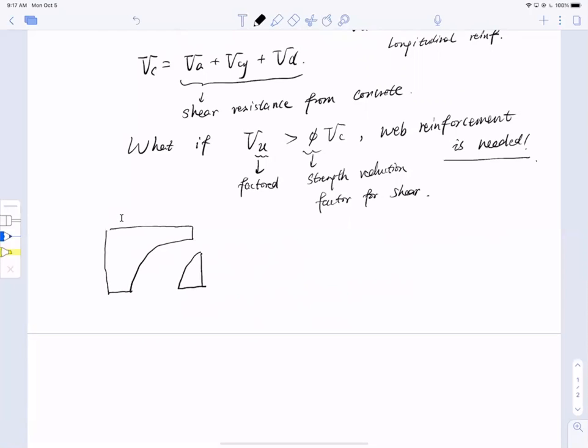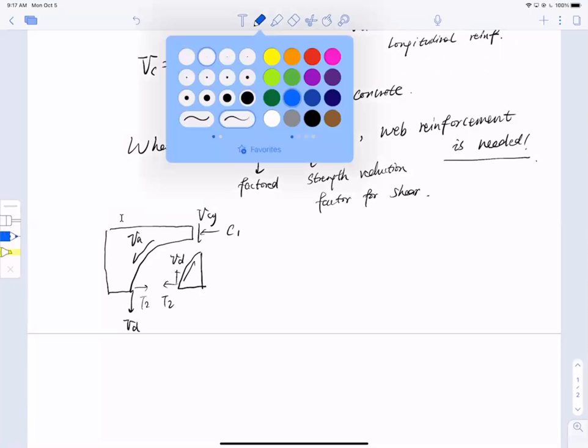As we showed before, we have the compression in the compressive zone, shear force VCY, and I have VA, shear interlock, aggregate interlock. VA here, and this is T2, and the dowel reaction, VD, and here T2 from the bars, and the dowel reaction here. I already did it. And then the bar is right here.